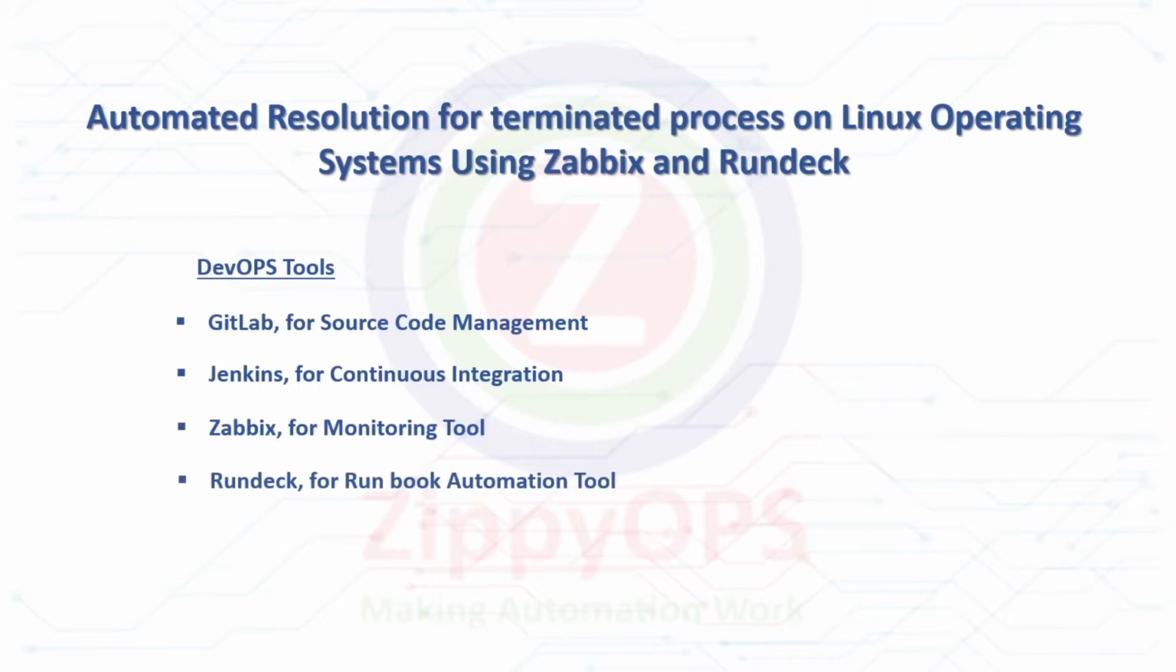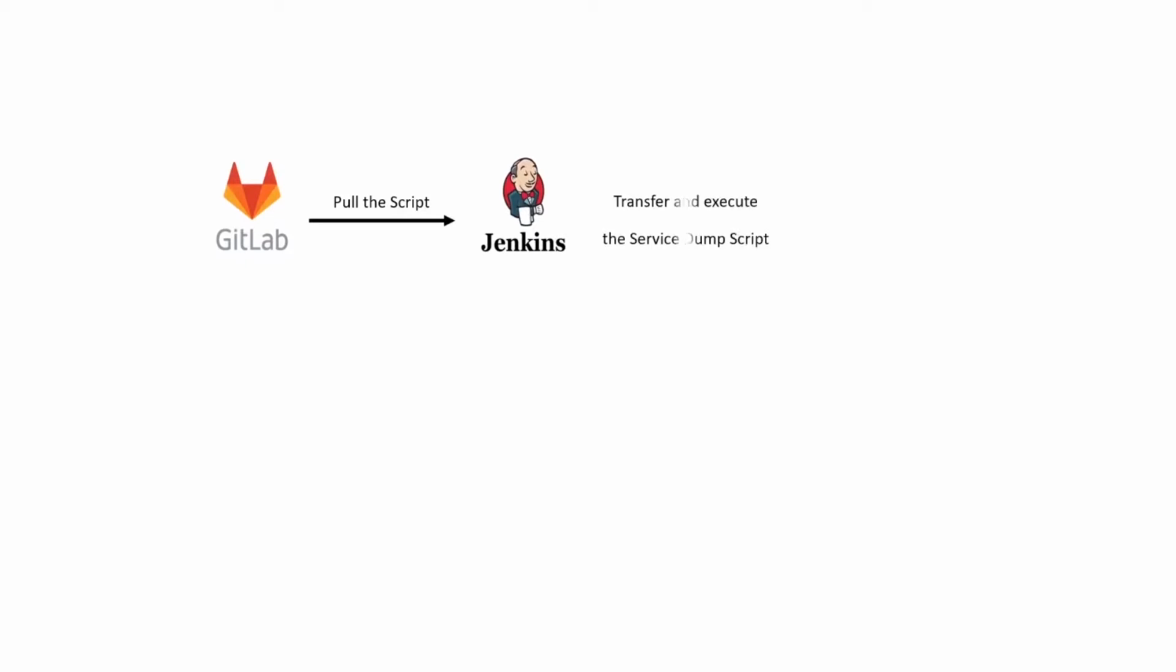Let's explore the workflow of automated resolution of terminated process restoration on Linux operating system using Zabbix and Rundeck stage by stage. In the first stage, Jenkins job will pull the script from the GitLab. In the next stage, Jenkins will transfer and execute the script to the Linux node, which has the instruction to terminate the process on the machine.